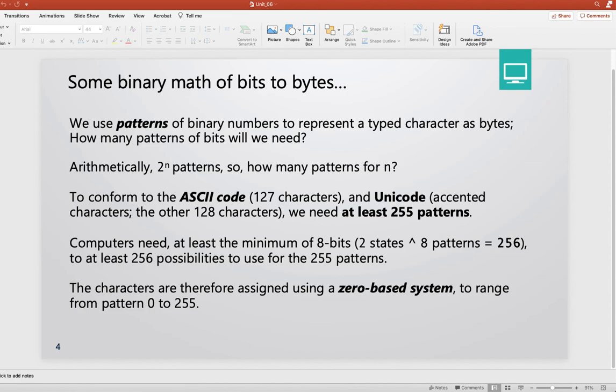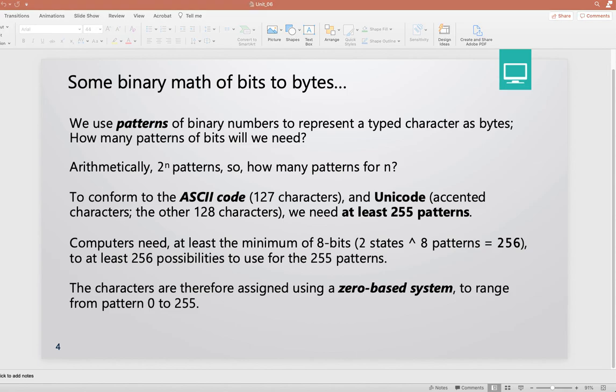To conform to the ASCII code, which has 127 characters, and Unicode, which has 128 characters, totally we need at least 255 patterns. And the computer needs a minimum of 8 bits, which gives us 256 possibilities to use for the 255 patterns. And the characters are therefore assigned using a zero-based system to range from pattern 0 to 255.